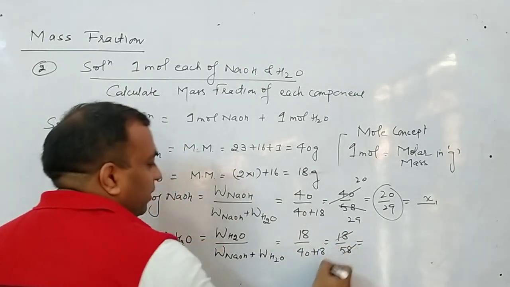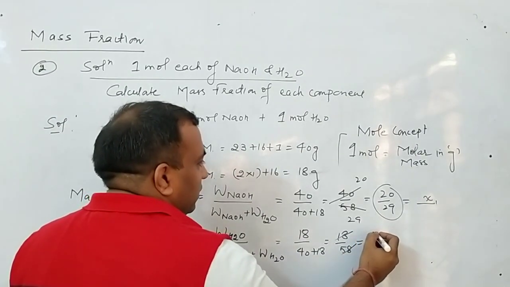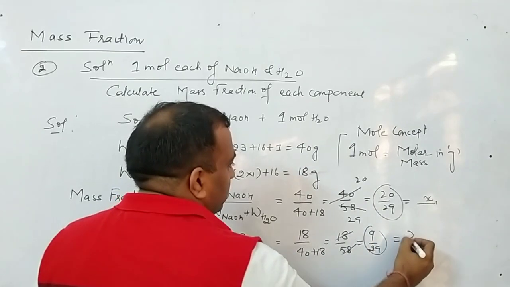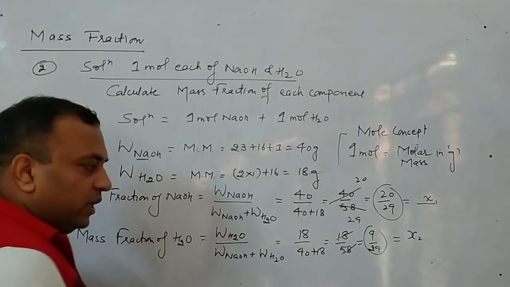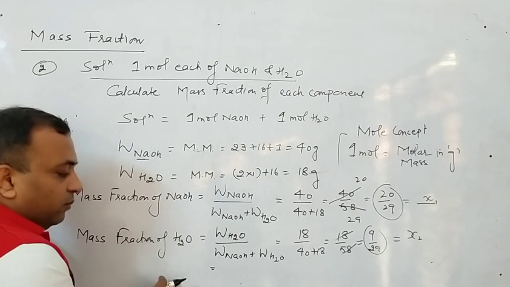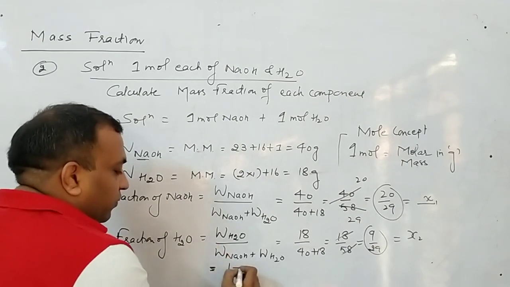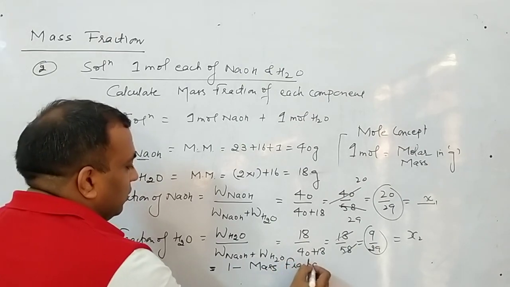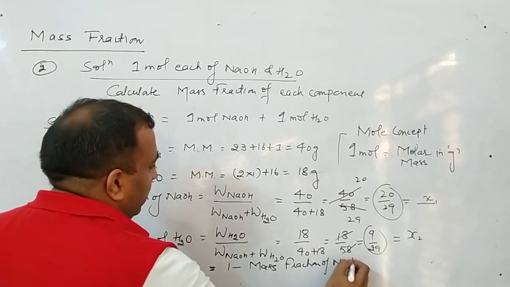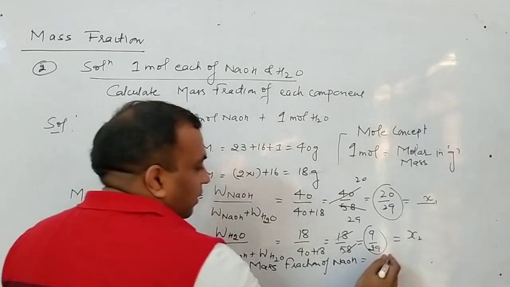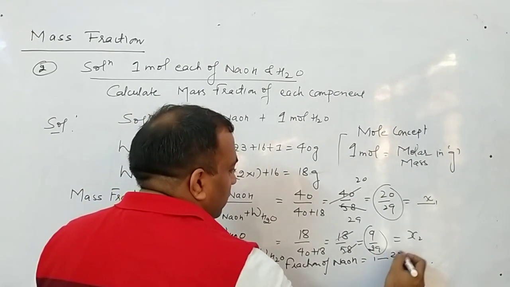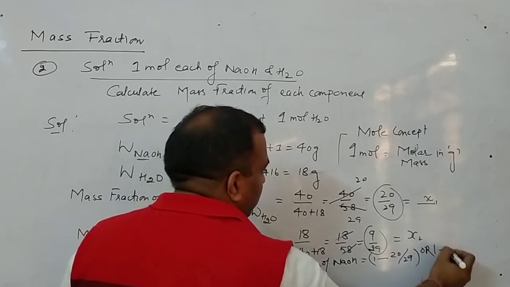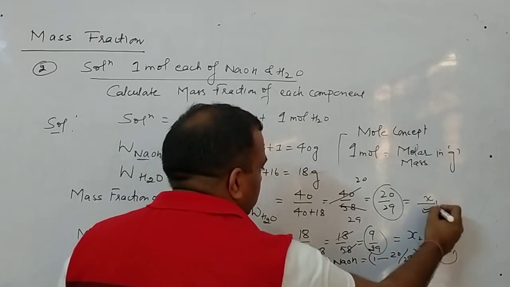Again on dividing by 2, this will be 9 and this will be 2. 2 2s are 4, 2 9s are 18. This will be your x2. Okay. Now the one more way of calculating mass fraction of water: 1 minus mass fraction of NaOH, that is equal to 1 minus 20 upon 29, or 1 minus x1 if you have calculated this value.